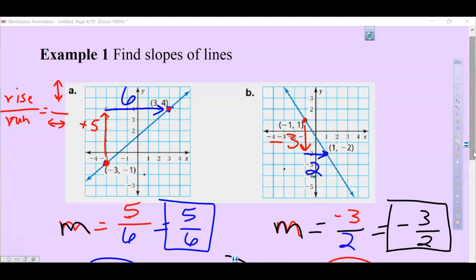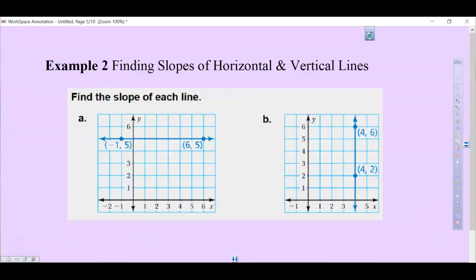Now, there's always a hiccup, right? What about horizontal and vertical lines? Well, that gets a little more tricky. So let's try the rise over run since we're given the graphs to figure this out. From one point to the next on this horizontal line, how many units are we rising or falling? In other words, how many units are we going up or down? And the answer is 0 there.